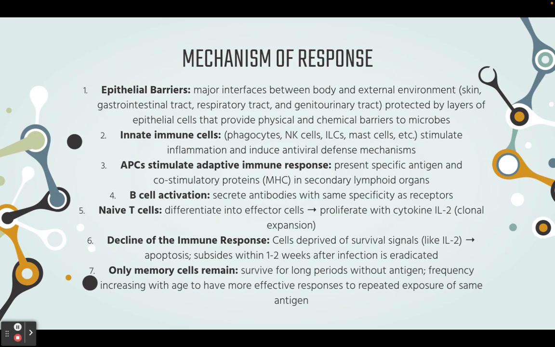So those are your B cells that secrete antibodies, and then also your naive T cells that will differentiate into effector cells, which are just more activated cells. They proliferate and generate more and more T cells using certain cytokines, which are just chemicals or things that are secreted, for example, IL-2.